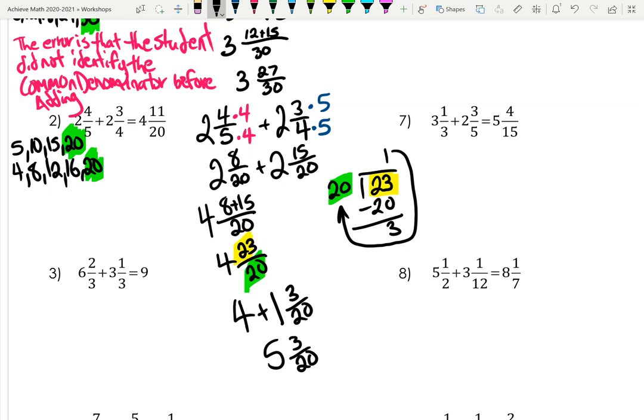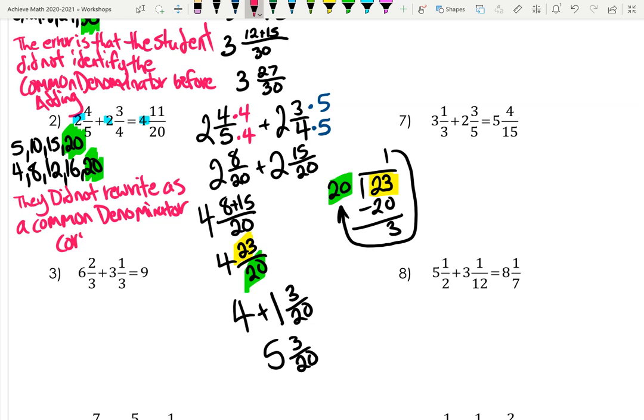So this person made an addition error. Seeing this number is 2 plus 2 plus 2 is 4. They did not convert correctly. They did not rewrite as a common denominator correctly.